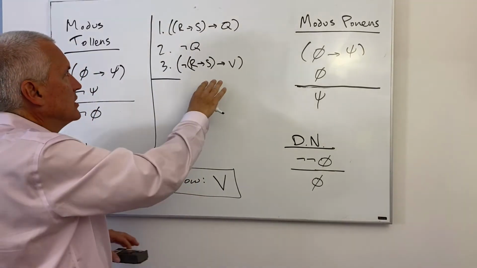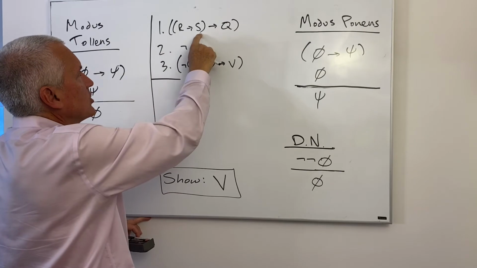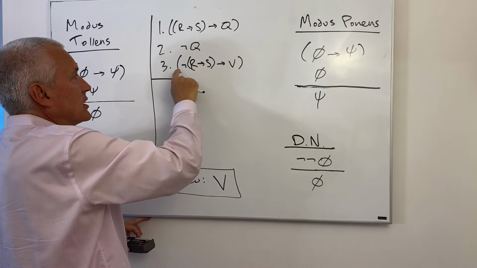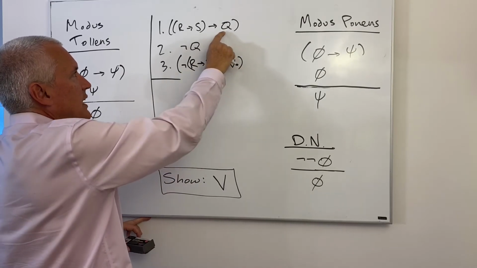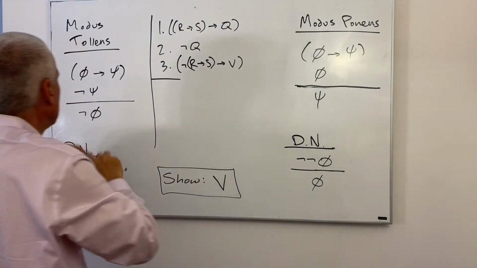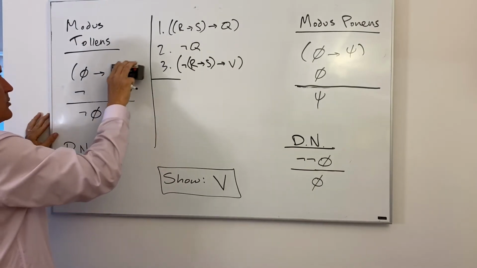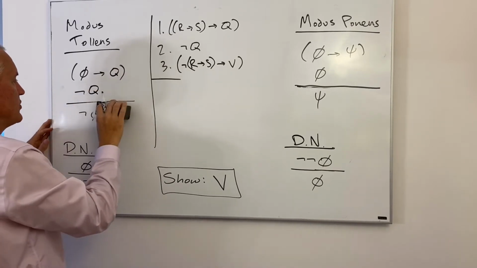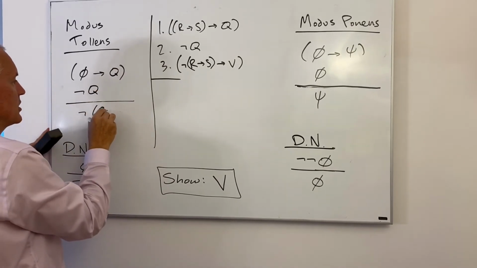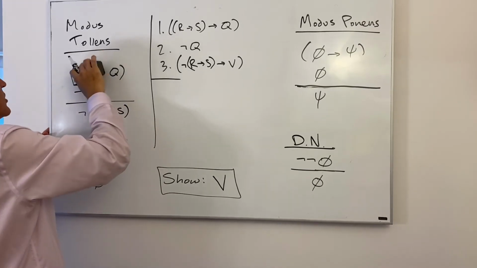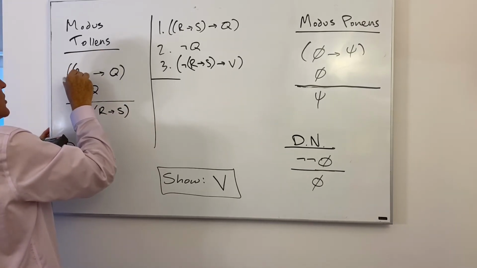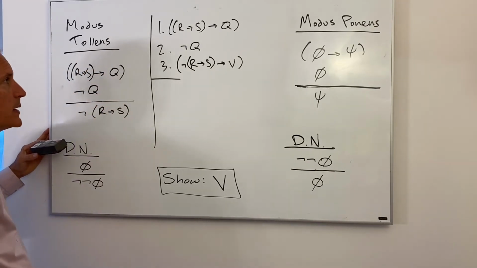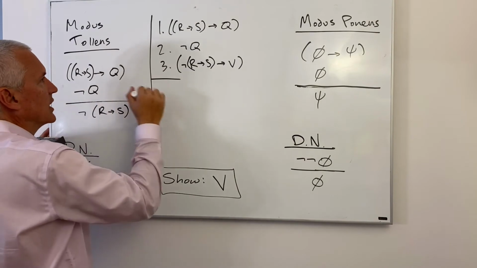I hope that looking at these, you're thinking, okay, if I had this, I could do modus ponens, or if I had this, I could do modus ponens. If I had not V, I could do modus tollens, or if I had not Q, I could do modus tollens, but I do have not Q. If you don't see it, go over here and put in Q for psi, and for phi, put in R arrow S. So that's an instance of modus tollens, right?